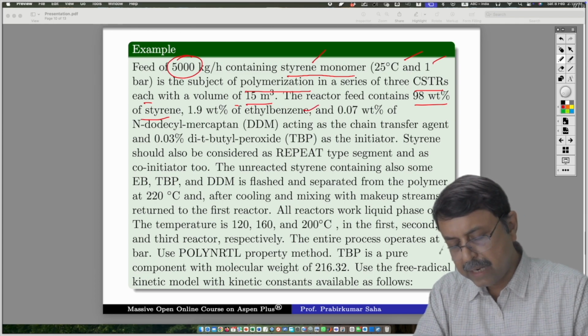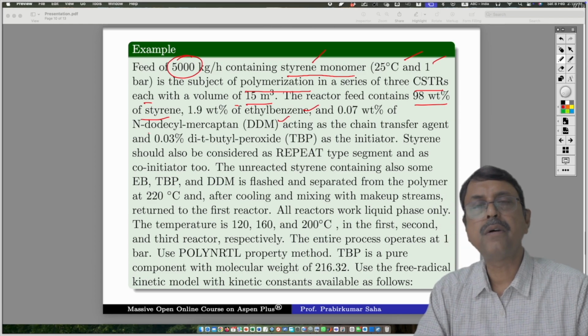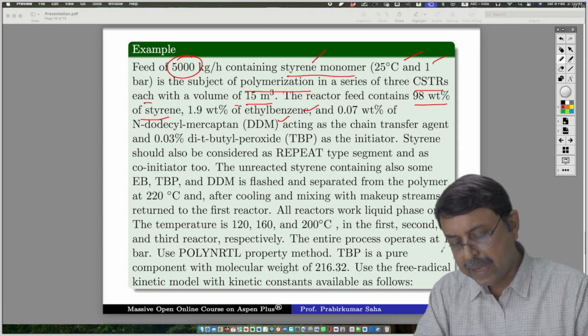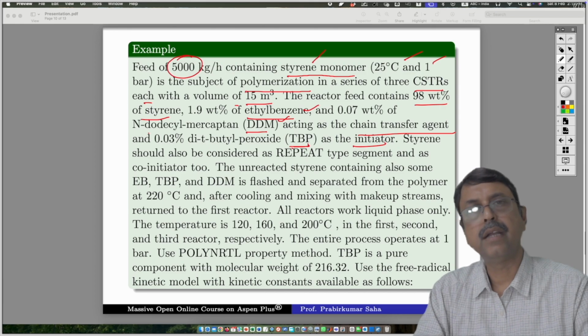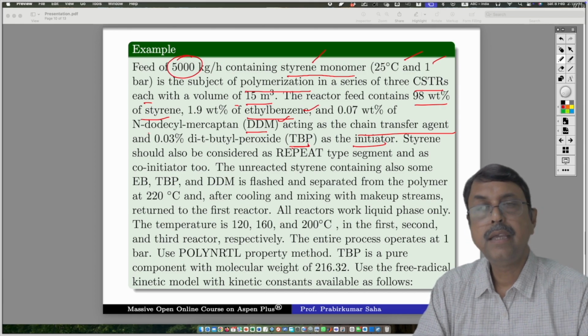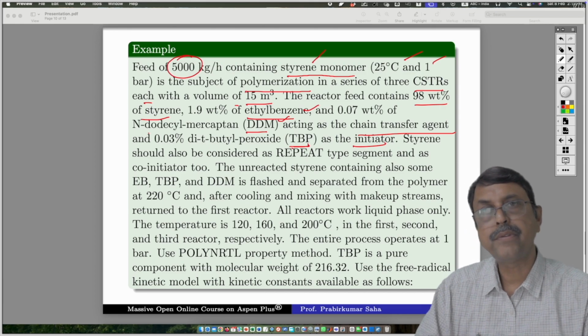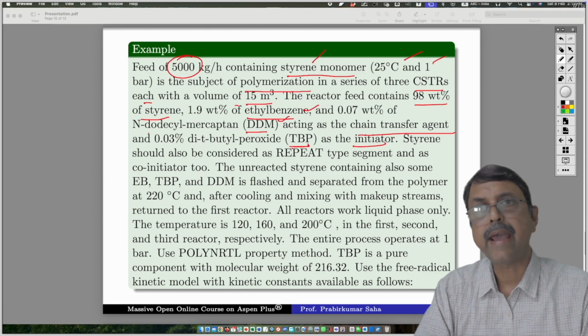1.9 weight percent ethyl benzene, 0.07 weight percent of N-dodecyl mercaptan. In short form, it is written DDM, acting as chain transfer agent. So both ethyl benzene and DDM act as chain transfer agent. And 0.03% of di-T-butyl peroxide or TBP as initiator. Already I have told, initiator initiates the reaction. It decomposes and then it starts the reaction from that point.